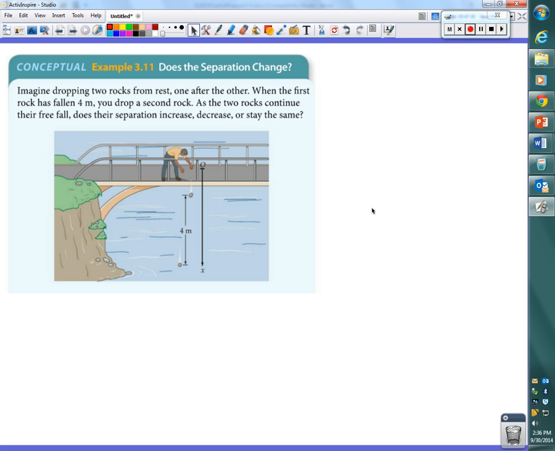Maybe it has a little mark on the side, right? But for our purposes, let's say we just wait a little bit and then you drop a second rock. The 4 meters isn't as important in this case. As the two rocks continue to free fall, does their separation increase, decrease, or stay the same?